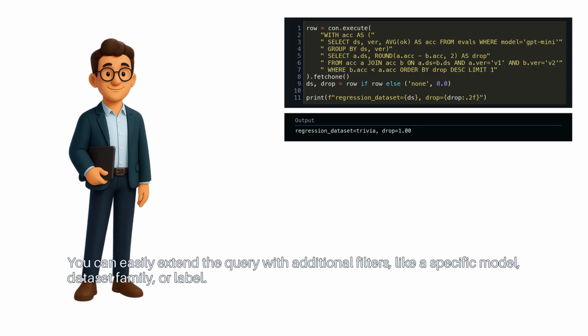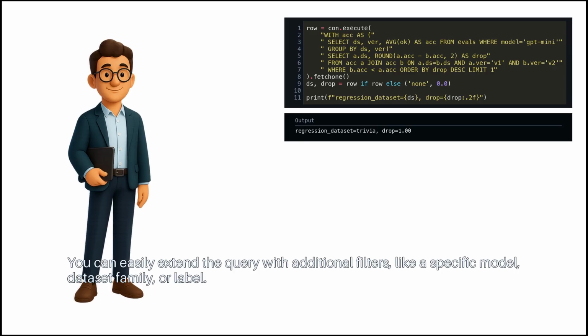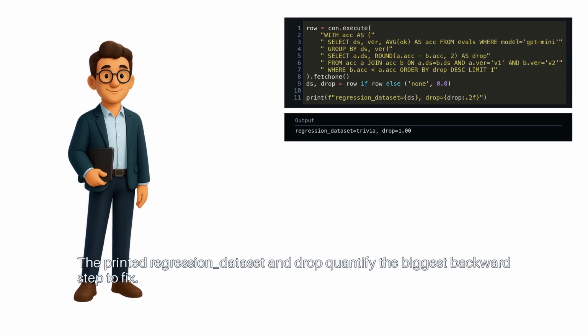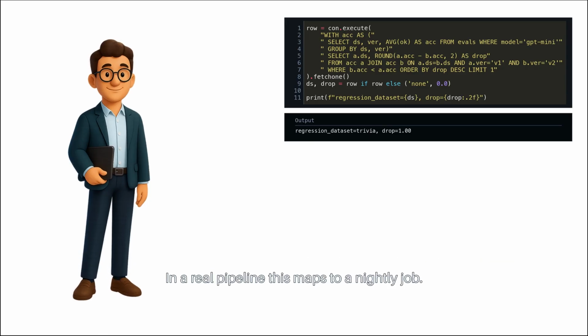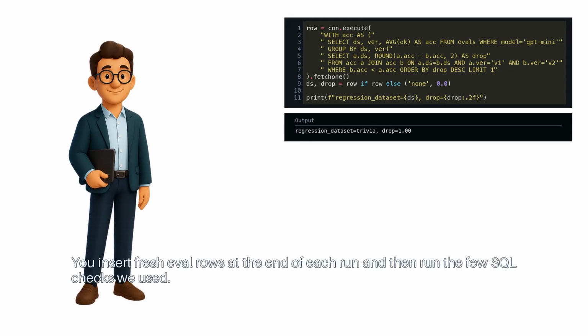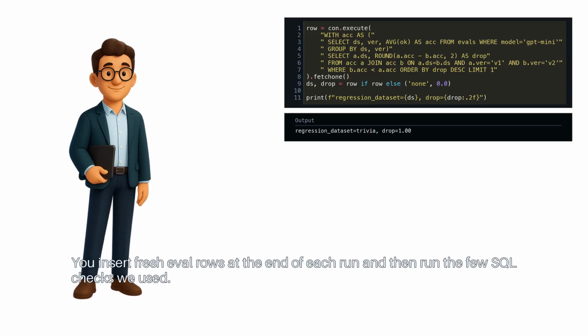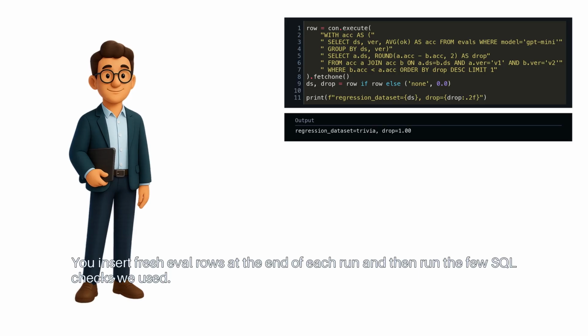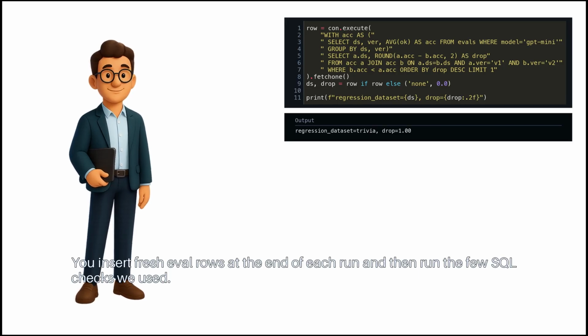You can easily extend the query with additional filters, like a specific model, dataset family, or label. The printed regression dataset and drop quantify the biggest backward step to fix. In a real pipeline, this maps to a nightly job. You insert fresh eval rows at the end of each run, and then run the few SQL checks we used.